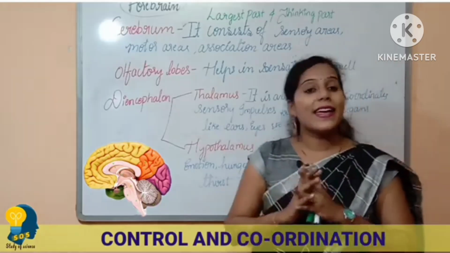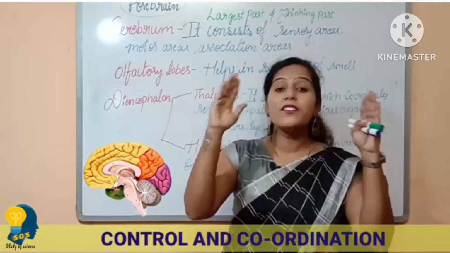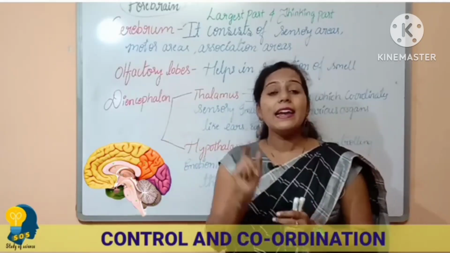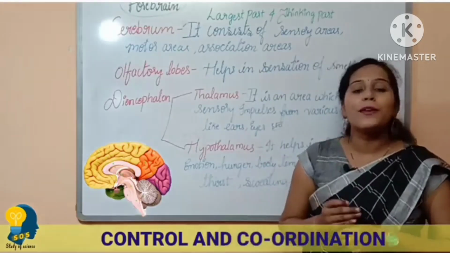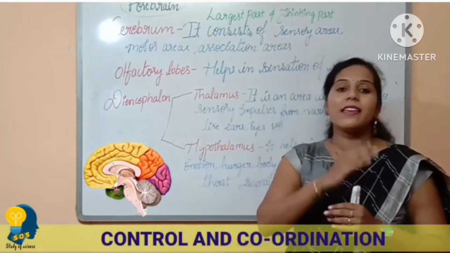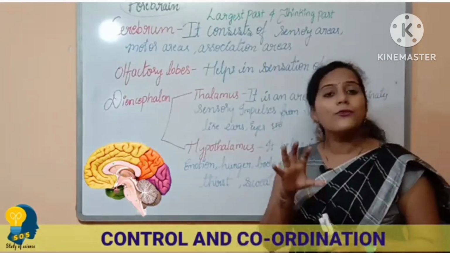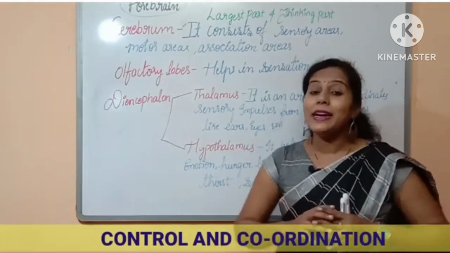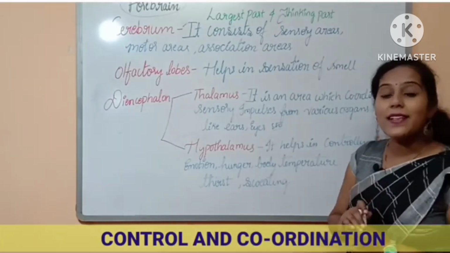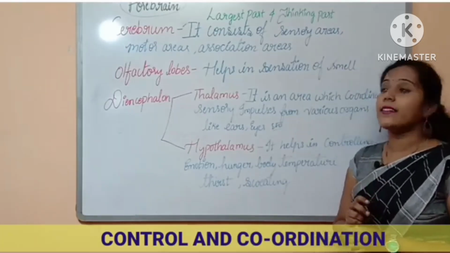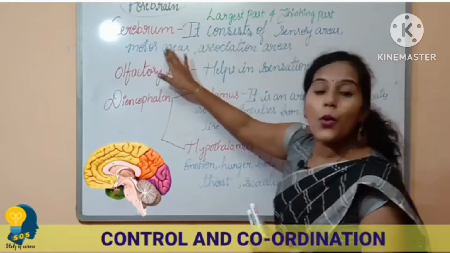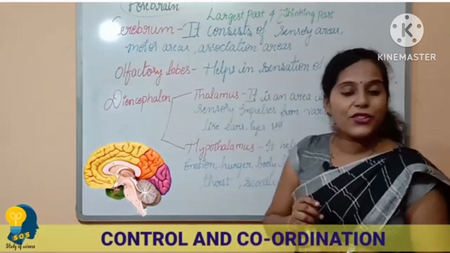Cerebrum is the largest part of the brain and it is the main thinking center of the brain. So what is the function of cerebrum then? Cerebrum consists of sensory areas, motor areas as well as the association areas. What do you mean by this?